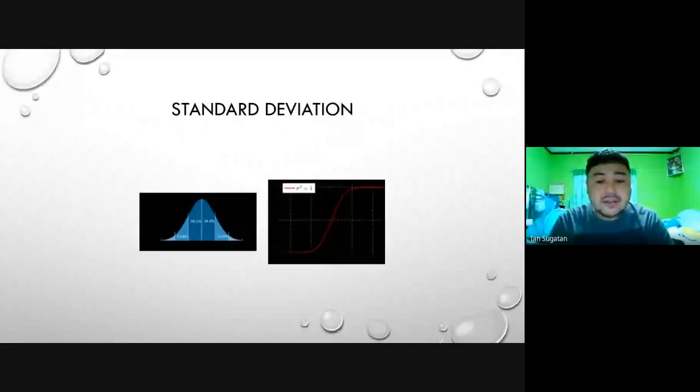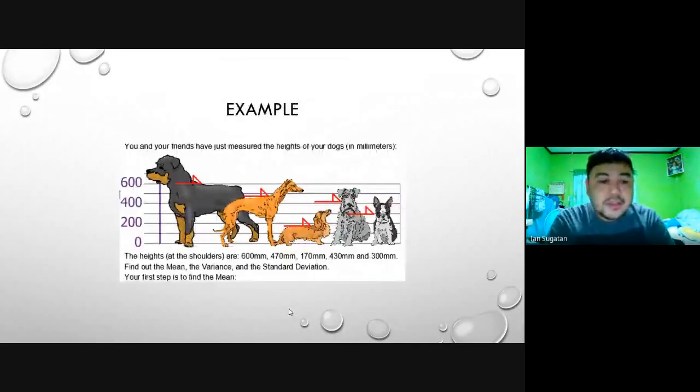So take note of our example here. Your friends have just measured the heights of your dogs in millimeters. So these are the values. The heights are at the shoulders of the dog. When you measure the height of the dog, it must be on the shoulder length. So the shoulder is the basis of the height. The back is the determinant of the height of the dog, how tall it is.